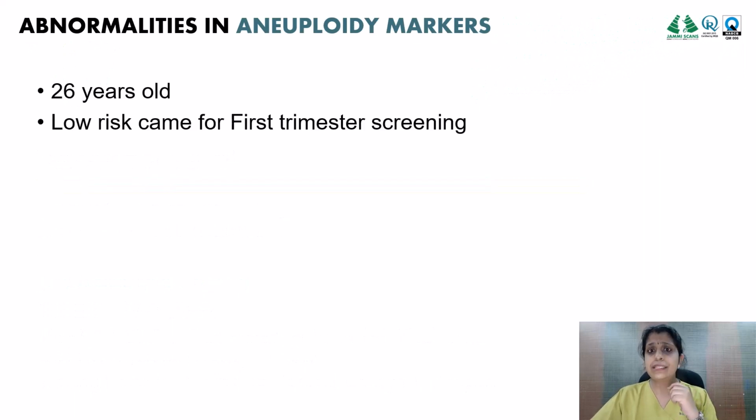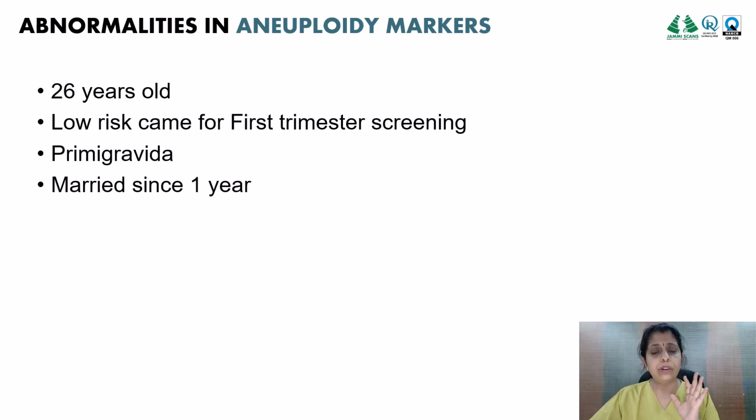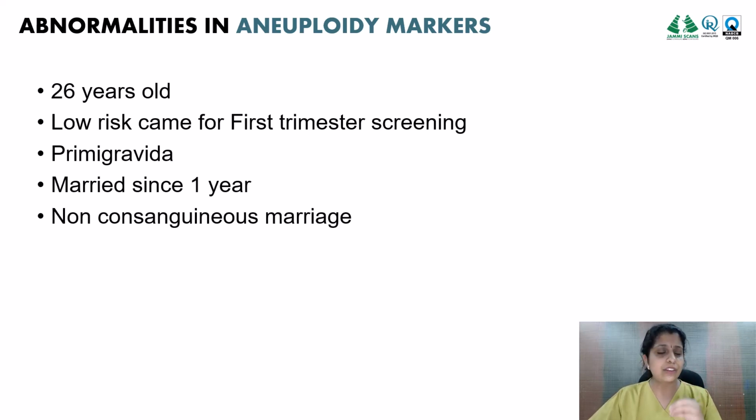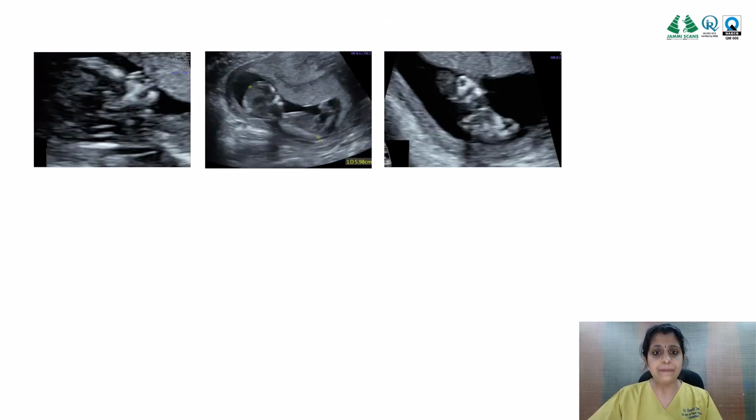So as usual, let's start with our case history. She is a low-risk primary gravida, 26-year-old. She is married since only 1 year. She is a natural conception and has no significant history. She came for a routine first trimester screening, and everything else was fine.